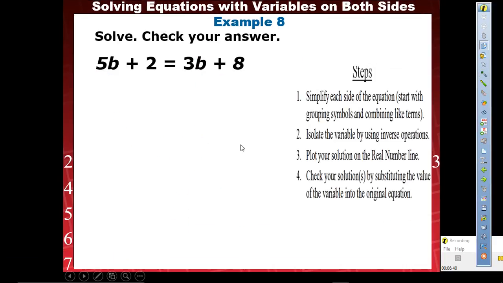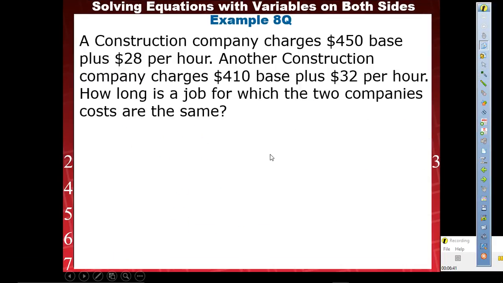All right, so copy this next one. A construction company charges $450 base plus $28 per hour. Another construction company charges $410 base plus $32 per hour. How long is a job for which the two companies' costs are the same? Copy that, please. 30 seconds.